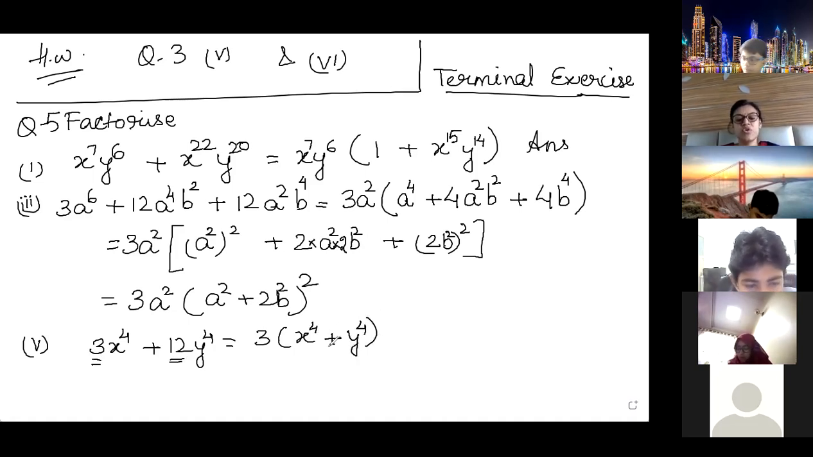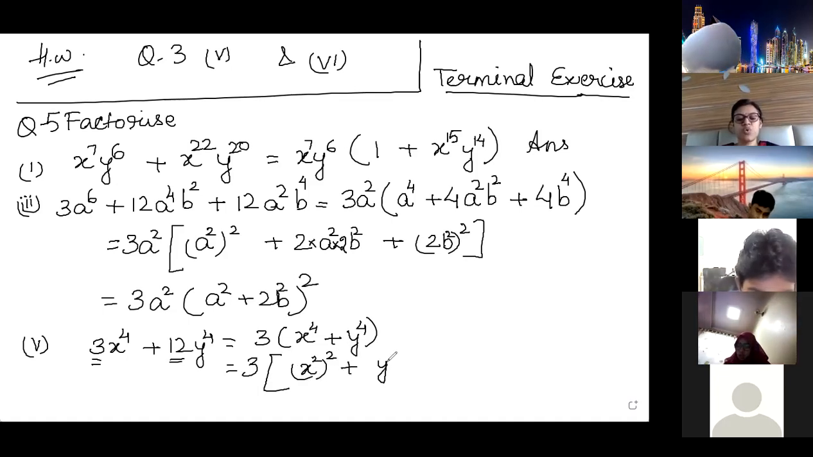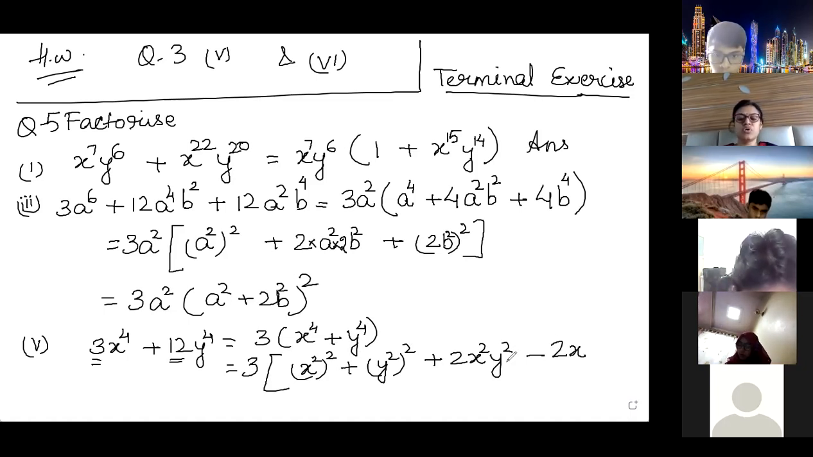Now we'll further factorize it using the whole square formula. You remember I taught you, when a square plus b square comes, then plus 2ab and minus 2ab. We do it on our own. So suppose I want to further factorize it. I can make it x square whole square plus 2y square whole square plus, to make it a whole square formula, I can do 2x square y square. This I added on my own, so I have to subtract it also. Minus 2x square y square.